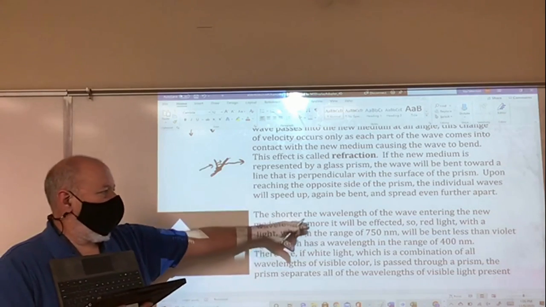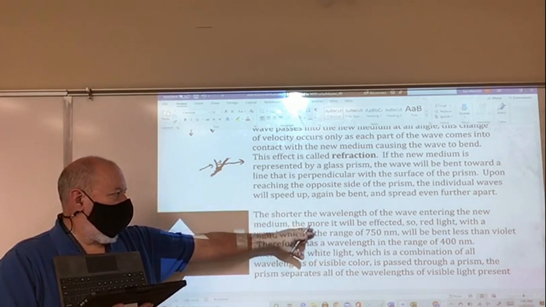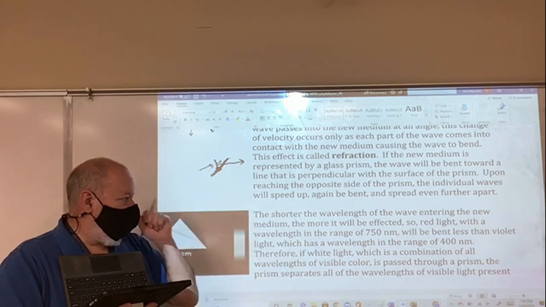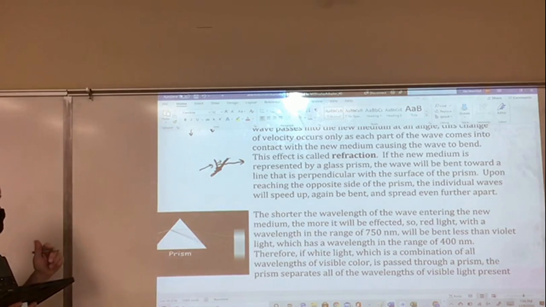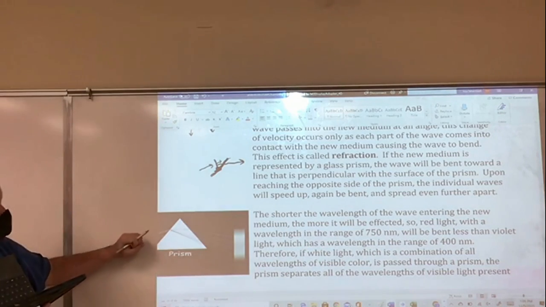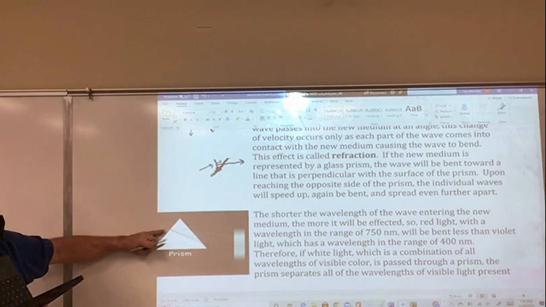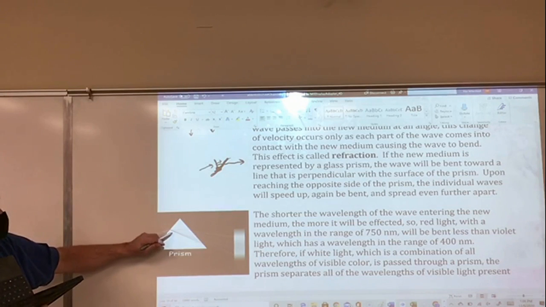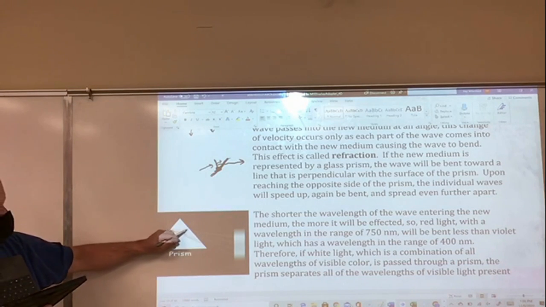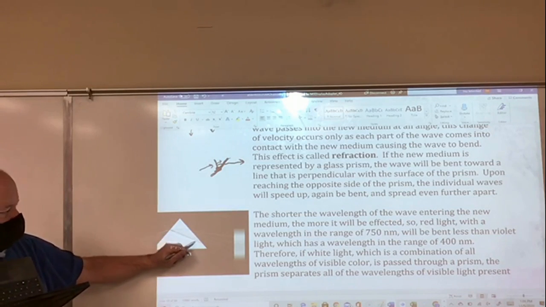So the shorter the wavelength of light entering the new medium, the more it will be affected. So red light with a wavelength of 750 nanometers is not going to be as affected as much. It's got a longer wavelength, so it's not going to be as affected as much as violet light. So red light is going to be refracted less, while violet light's going to be refracted more.